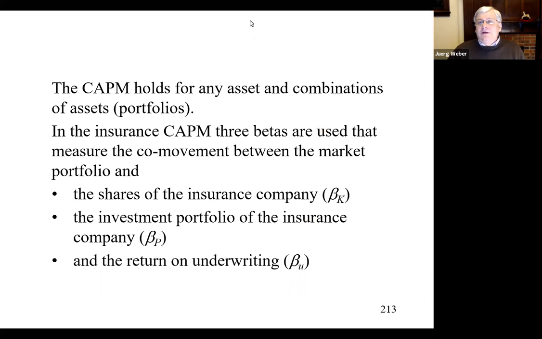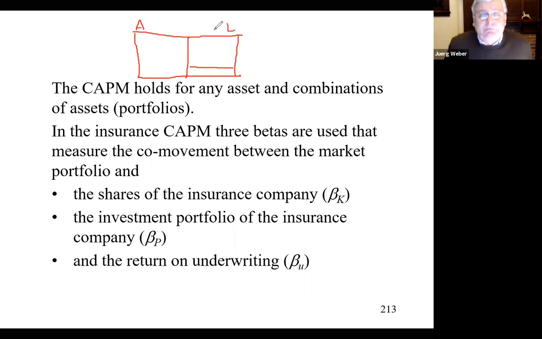Now we can illustrate this a bit with the balance sheet of an insurance company. So remember, in a balance sheet of an insurance company, on the left side we have all the assets. On the right side we have all the liabilities at some given date. The assets are the investment portfolio of the insurance company. So for example, bonds, shares, real estate, and so on.